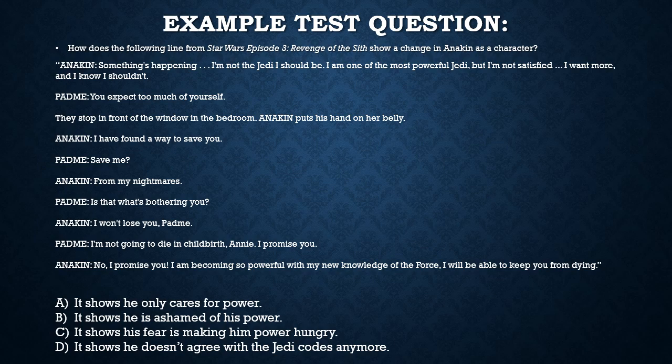So I would definitely go with C here, because it taps into the fact that the change in Anakin is that he's changing from the Jedi that he should be towards this power-hungry thing because he's motivated to save her from dying. So that's why we would go with C.